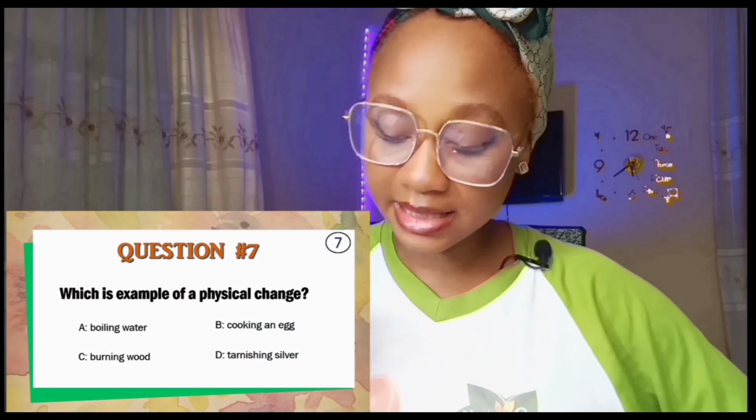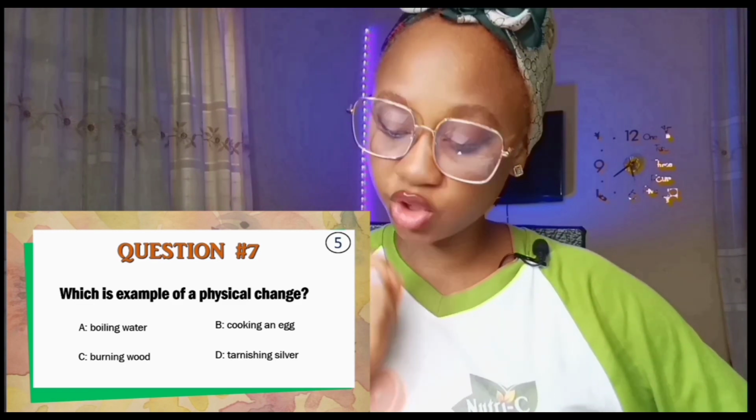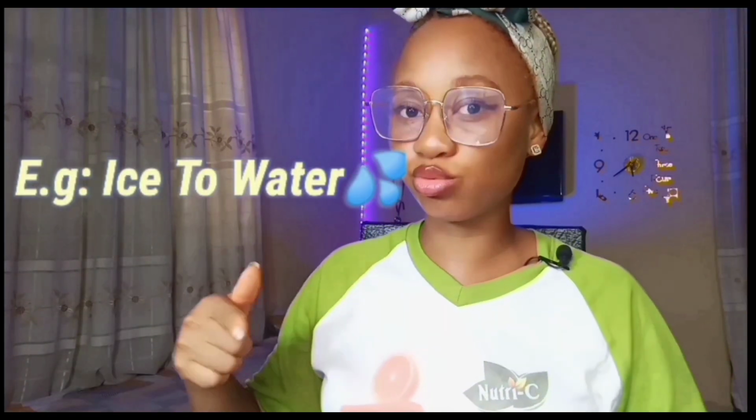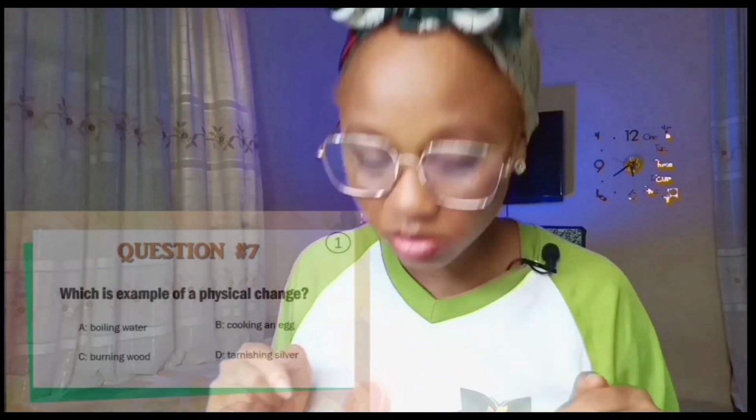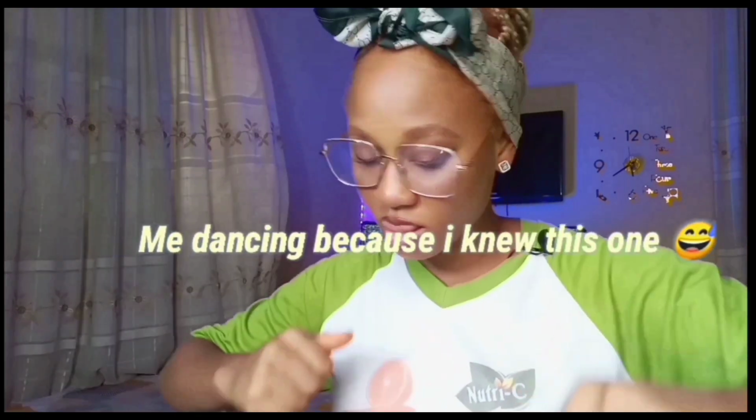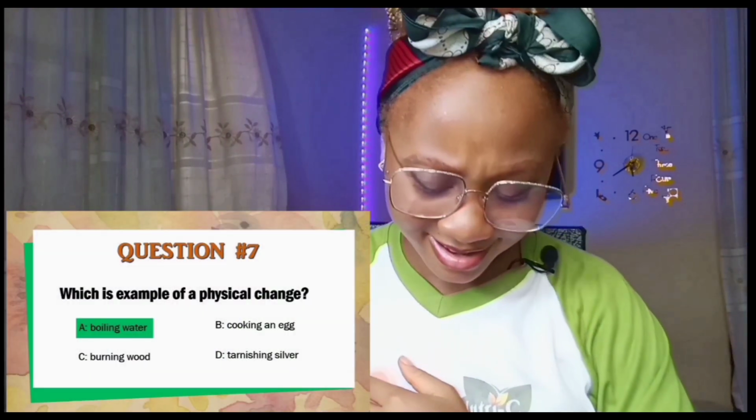Which is an example of a physical change? A physical change is a change that can be reverted. You know, you can change it, but it can come back to its normal former state. But a chemical change, I think, is the one that is irreversible. So let's see now. Physical change. Boiling water. Don't joke with me. Next one.